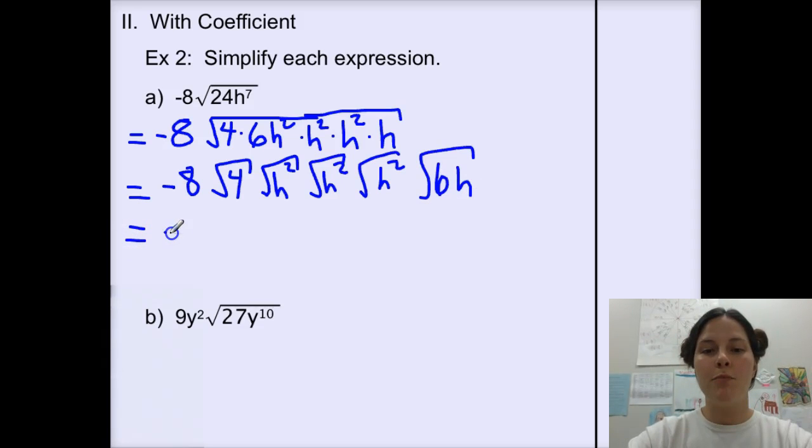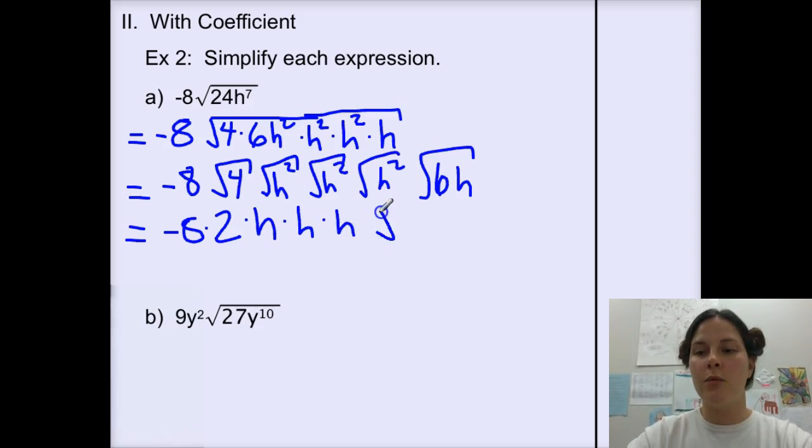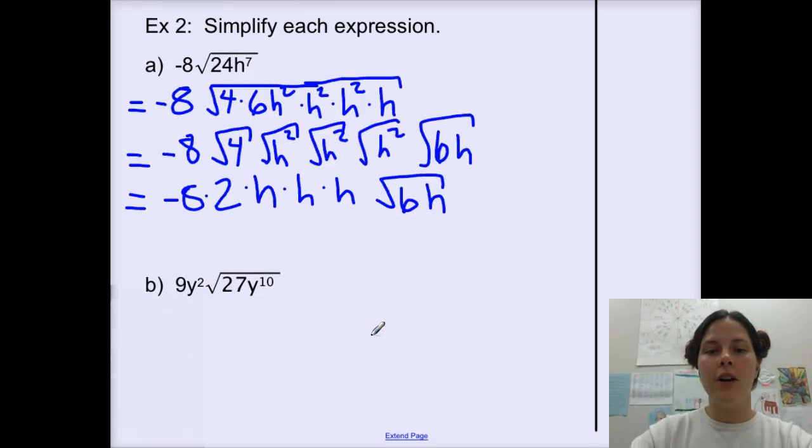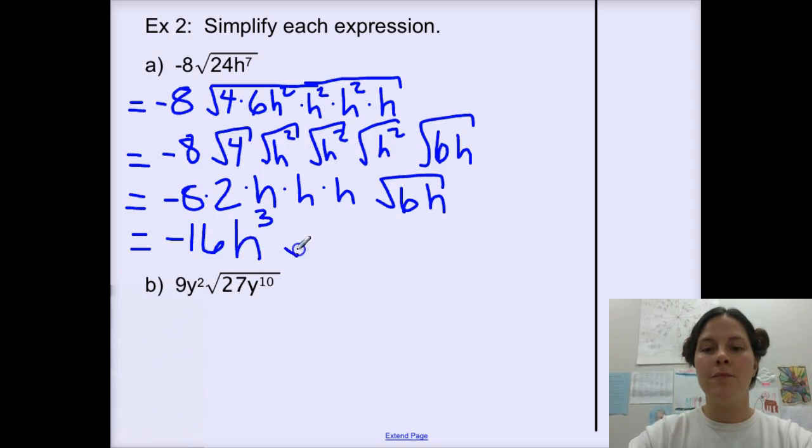Taking the square root of each piece, we've got -8 times 2 times h times h times h for the square root of h squared in each of those. And then the 6h is still left over. And finally, multiplying everything together, we've got -8 times 2 gives us -16. H times h times h is h cubed times the square root of 6h.